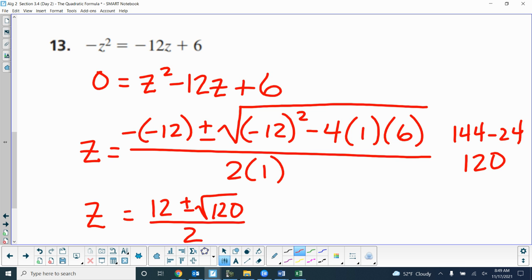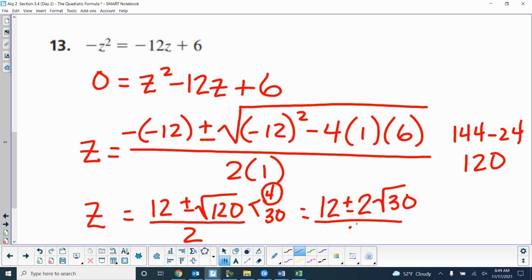So I think I'm going to go 4 times 30. That's the only perfect square in there, right? Because 36 times 5, there's no perfect squares left in 30, right? So what can I pull out front? Because that 4 is there. 2, right? Remember, it's the square root of 4. So it's 2 that comes out front. So this is 12 plus or minus 2 times the square root of 30 over 2. But we're not done. Why?